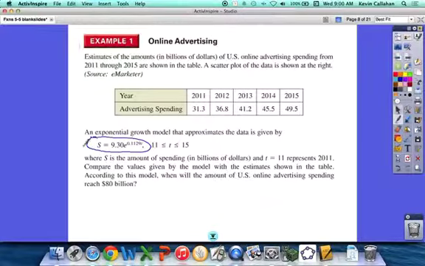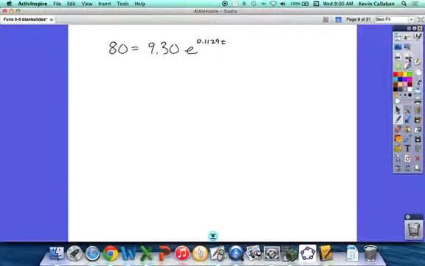What are they asking you to do with this model? They say, when will the amount reach $80 billion? When they say when, you know you're going to be solving for what? T, which is time. So 80 is the S, the spending. Substitute S equals 80, solve for T. At that point, that's an exponential equation, kind of like we just solved in the homework last night. Follow the steps.